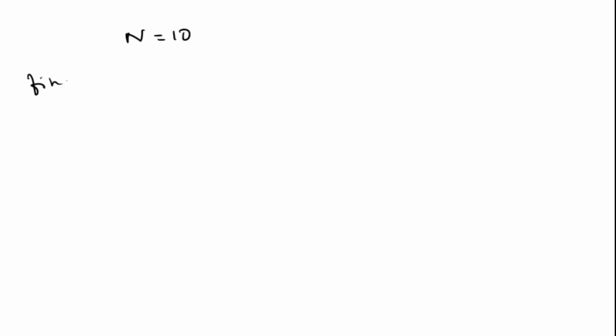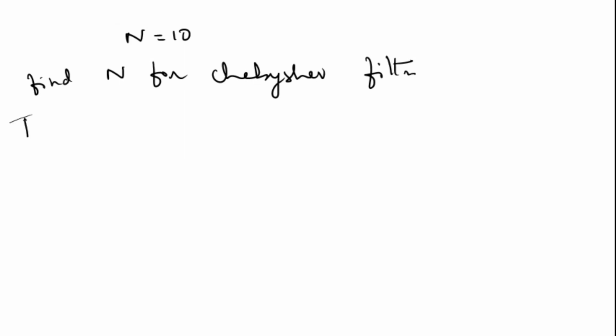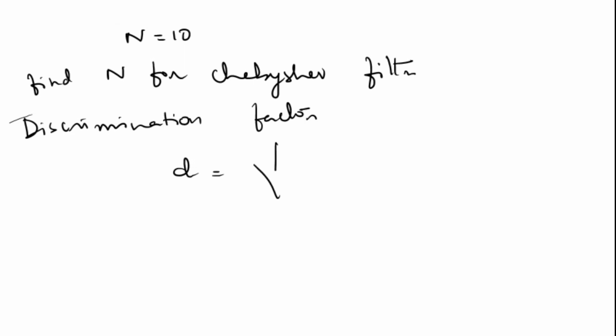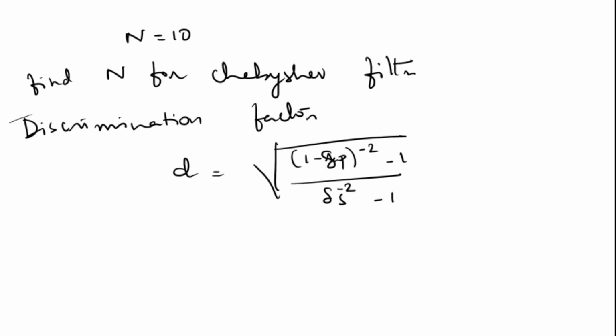Let us find N for Chebyshev filter. So first we have to find out the discrimination factor D, which is equal to root of (1 minus delta P to the power minus 2 minus 1) divided by (delta S to the power minus 2 minus 1), which is equal to 5.0887 into 10 to the power minus 3.